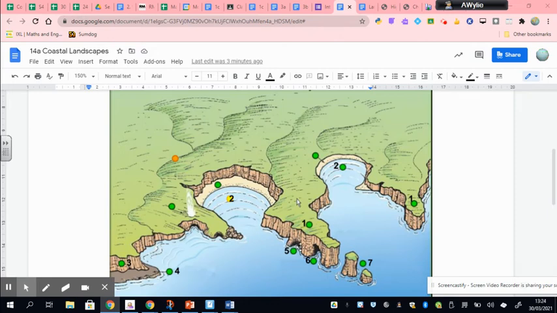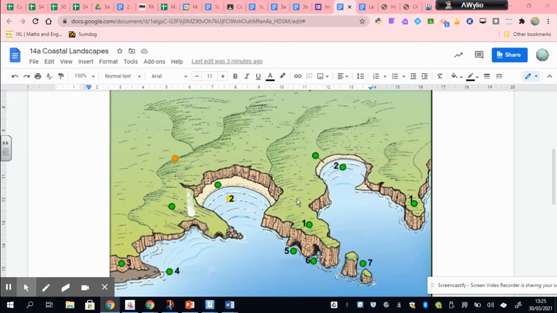Right, moving on to number 5. We can see one here in the diagram. There's also one here and here. So these are areas at the bottom of cliffs that the sea is starting to eat away into, and these are simply known as caves. So caves are areas of land at the base of cliffs where the sea has eaten away into the cliff. Okay, so that's a cave.